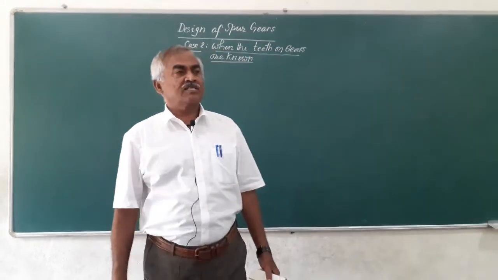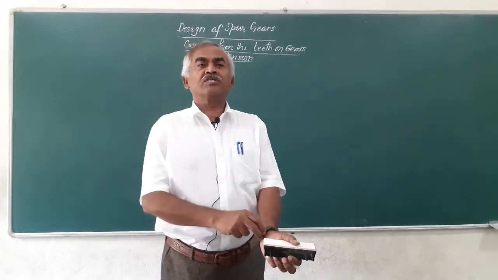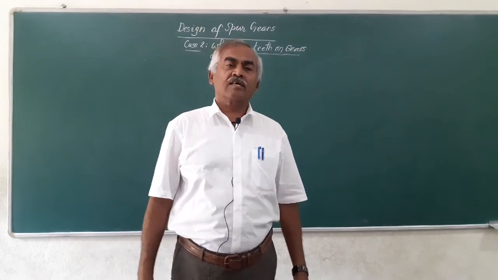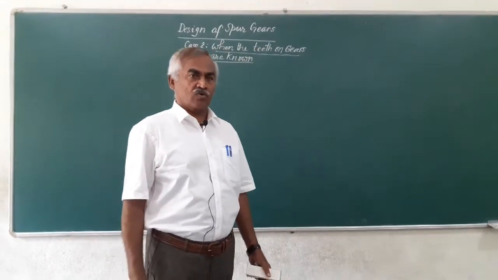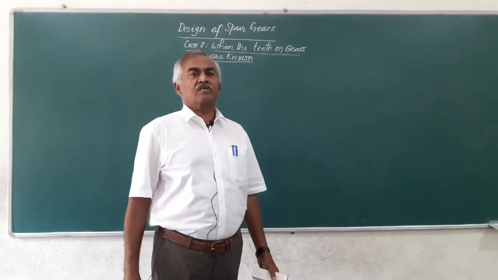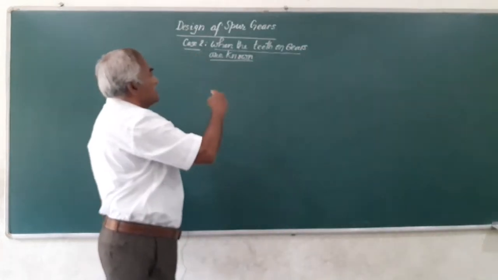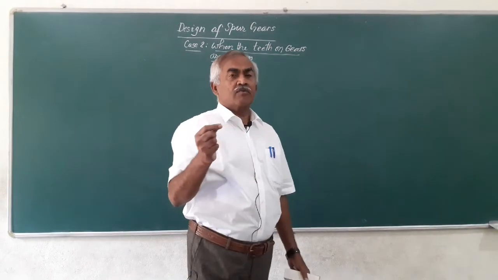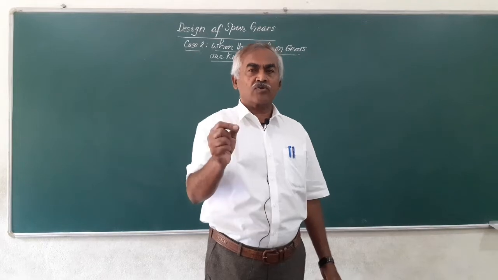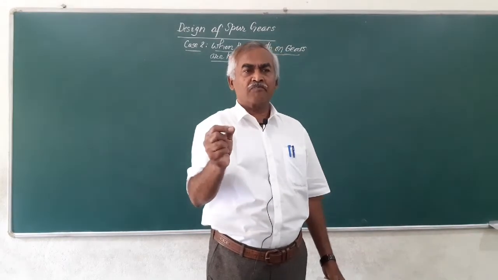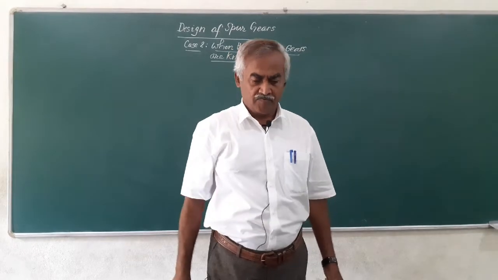Friends, in the last session, we had the procedure how to design a pair of spur gears when the diameters of the gears were known. And in today's session, I am going to take up case 2, a second case when the number of teeth on the gears are known. So, when I say the number of teeth are known, it could be given in the question or you can assume suitably depending on the transmission ratio.